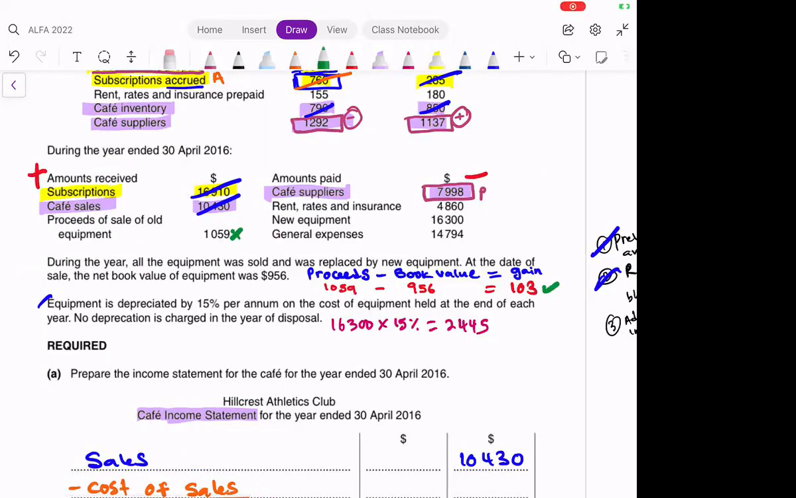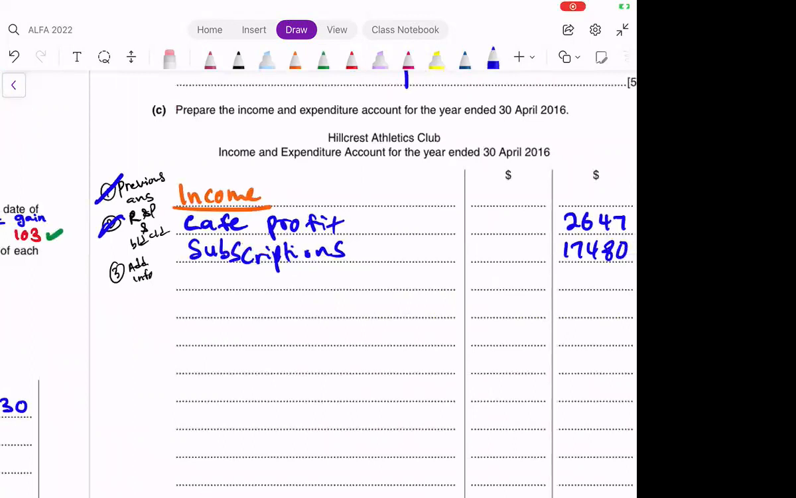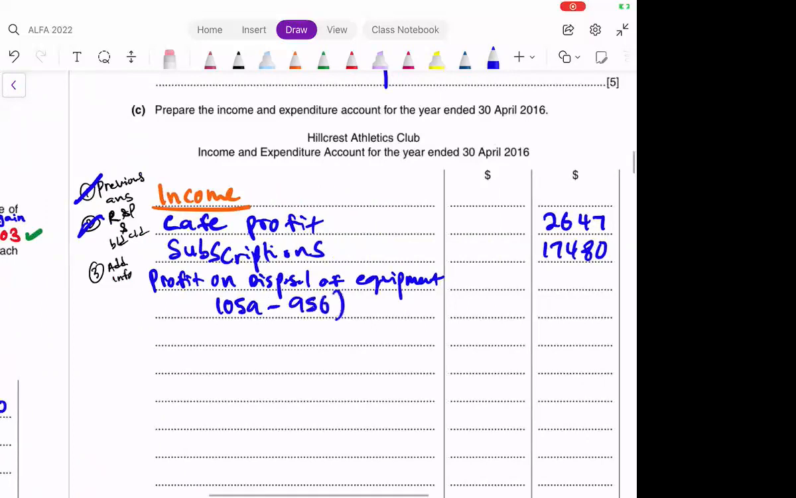Now, if a loss, we record in expenses. The proceeds are already here, we calculate the gain. The gain we write here. You write here gain on disposal of equipment or profit on sales of equipment also can, up to you. Profit on disposal of equipment. You must show the working. 1059 minus 956, 103.